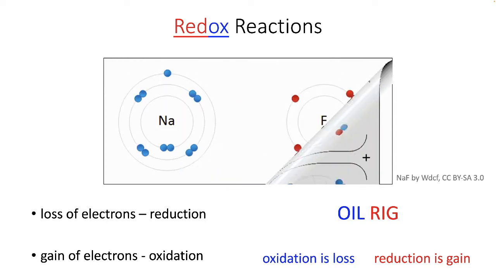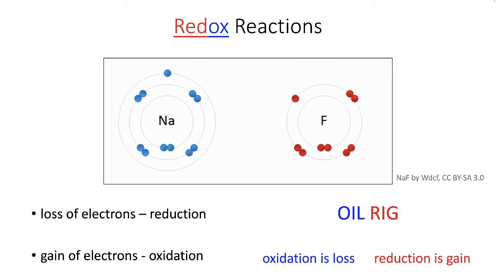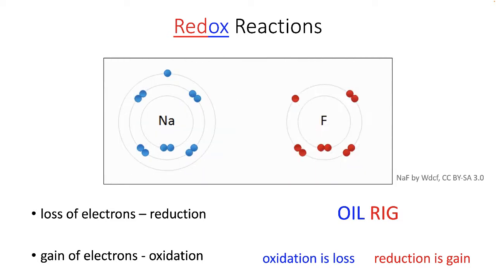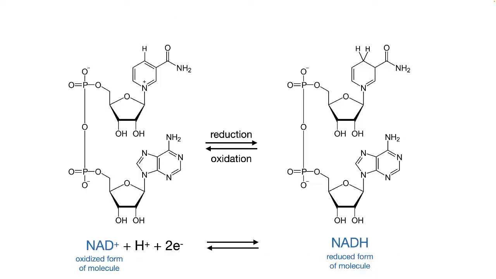Which atom here is being reduced? Hopefully you said fluorine because it is gaining an electron. And sodium is being oxidized because it is losing an electron. And this could be described as a redox reaction because something's being oxidized and something's being reduced. Many molecules can exist in either an oxidized form or a reduced form.